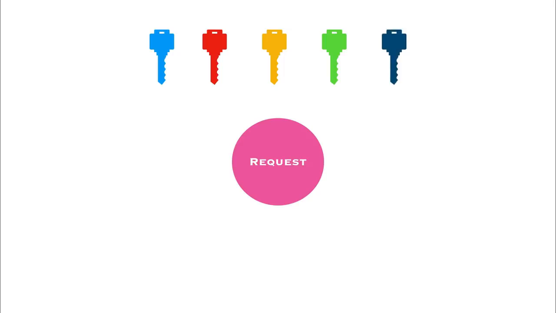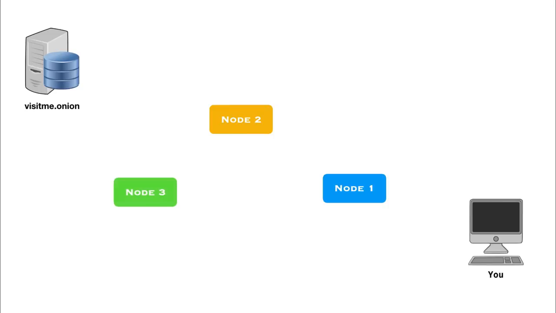different keys. N here is the number of intermediate nodes that your request will pass through before reaching the web server. Usually, there are at least 3 nodes in between you and the server. So let's say the value of n here is 3, which means there are 3 nodes between you and the server of visitme.onion. For each node, you share a unique key and you encrypt your message with it.